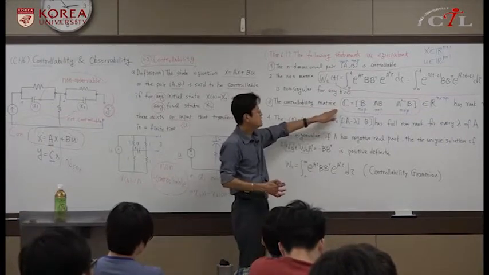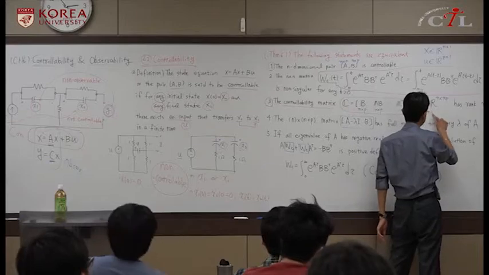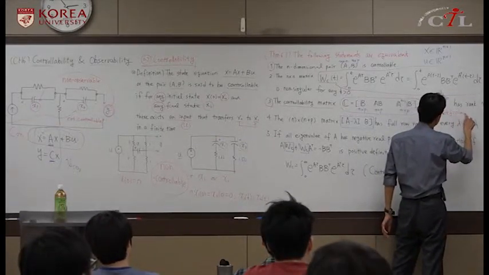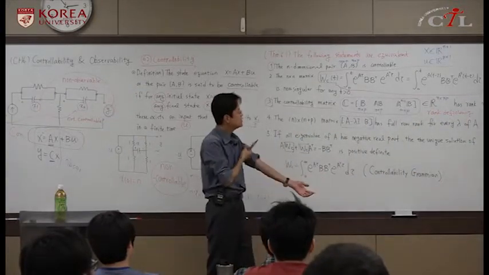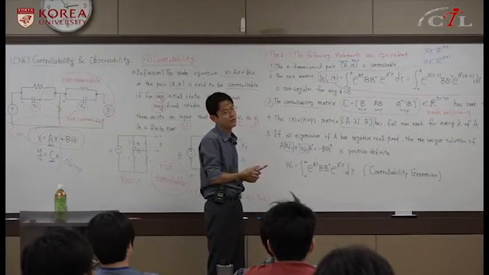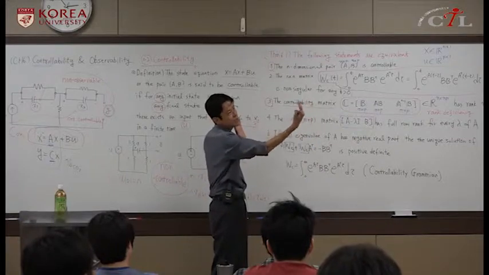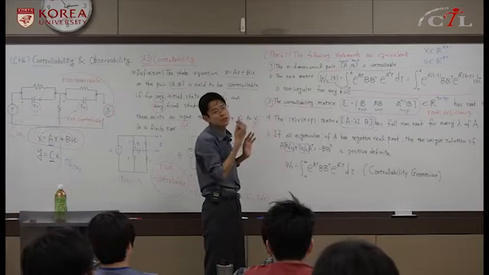Of course, it can have rank deficiency. Rank deficiency means that part of the state cannot be controlled. So if it's full rank, it means all states can be controlled. But as the rank decreases, the number of states that can be controlled also decreases.